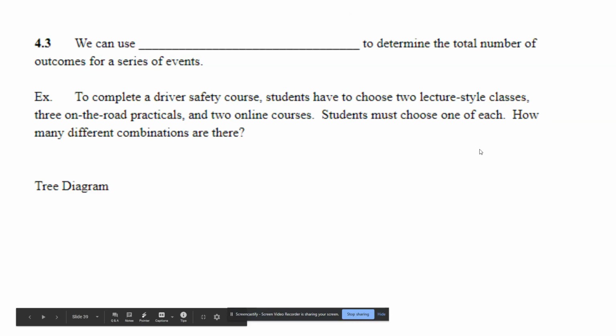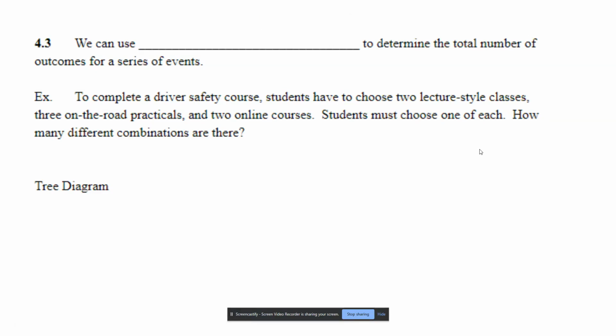Right, this is section 4.3 on permutations and combinations. We can use multiplication to determine the total number of outcomes for a series of events. For example, to complete a driver safety course, students have to choose 2 lecture style classes, 3 on-the-road practicals, and 2 online courses. Students must choose one of each. How many different combinations are there?